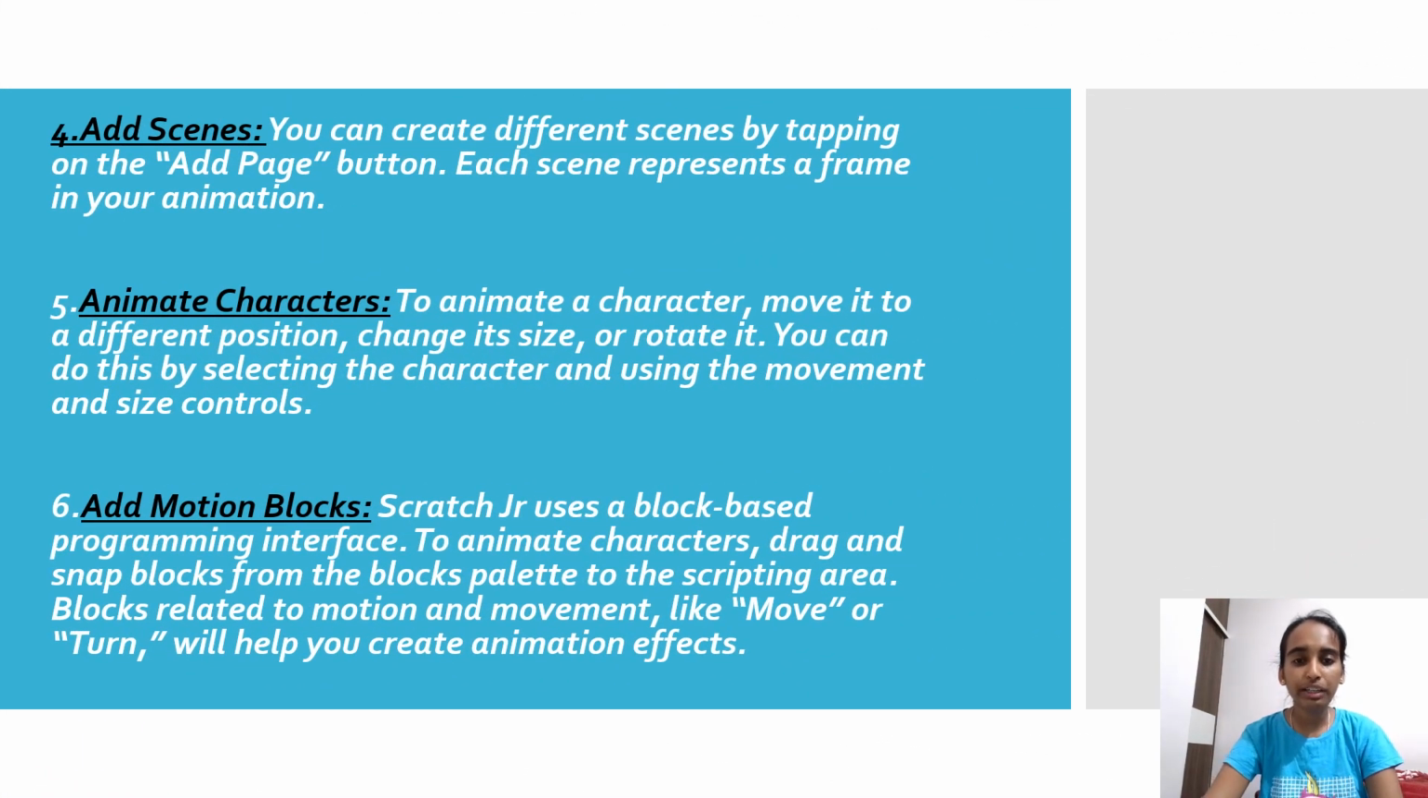Add scenes. You can create different scenes by tapping on the Add Page button. Each scene represents a frame in your animation. Animate characters. To animate a character, move it to a different position, change its size, or rotate it. You can do this by selecting the character and using the movement and size controls. Next, the sixth point is add motion blocks. Scratch Jr uses a block-based programming interface. To animate a character, drag and snap blocks from the block palette to the scripting area. Blocks related to motion and movement, like move or turn, will help you to create animation effects.